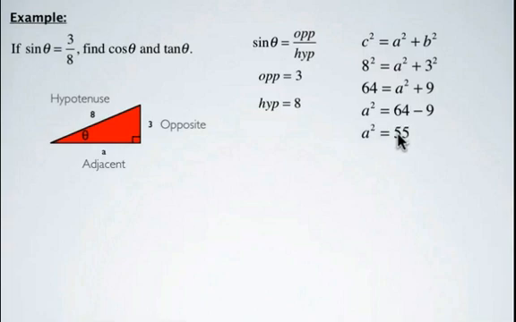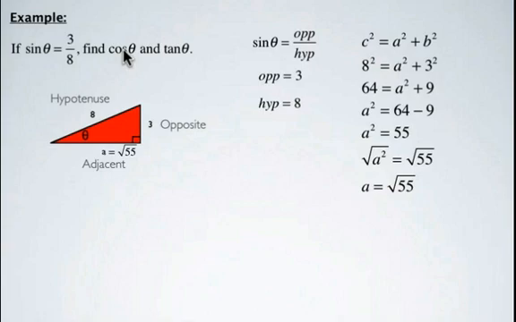Now 55 is not a perfect square, so when you take the square root of 55, you're going to get on your calculator something like 7.419, etc. It's better that you don't use the decimal. It's better if you express your answer as root 55 as your adjacent side. So our adjacent side is the square root of 55.